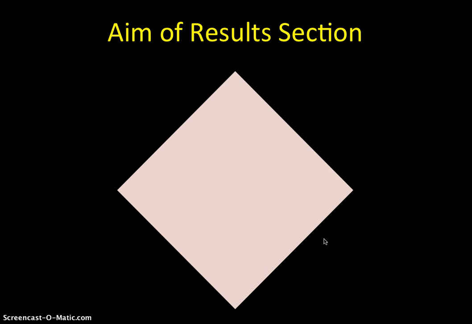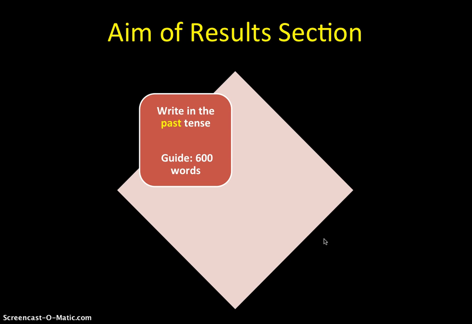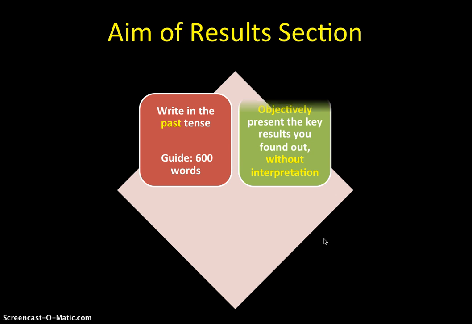So the aim of the results section is really to, in relatively few words, writing in the past tense, state what you found. And you're stating what you found very objectively, so you're not having any opinion on what you found, or discussing what you found. You're not making any effort to interpret the meaning of the results. You're purely stating them.